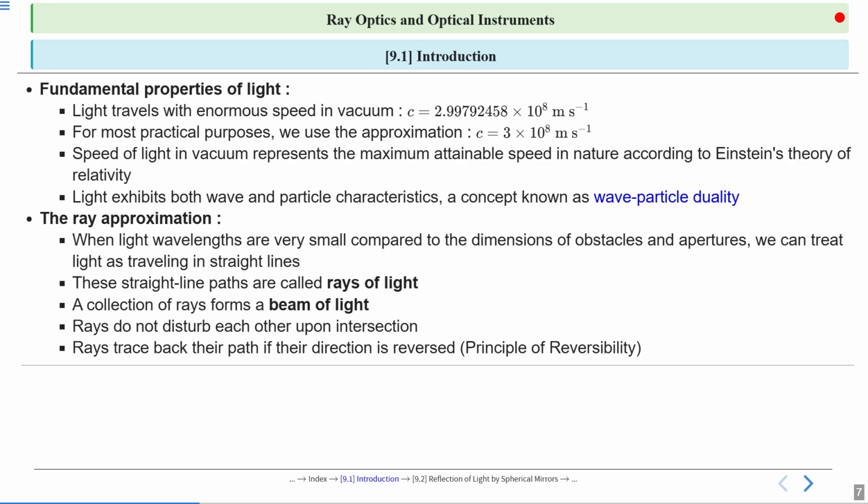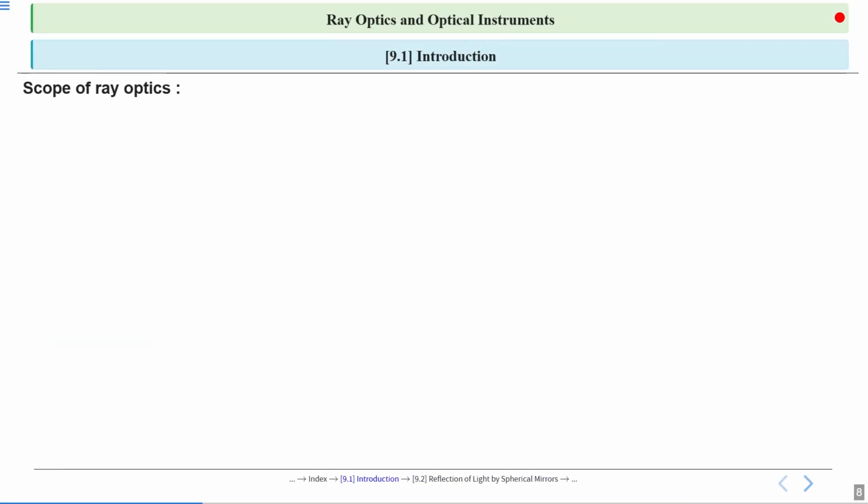A ray traces back its path if its direction is reversed. If the direction of a ray is exactly reversed at any point, it will retrace its path. The ray comes from a source after a number of reflections or refractions. If its direction is exactly reversed, it will retrace its path to the source from which it is generated. That is called the principle of reversibility.